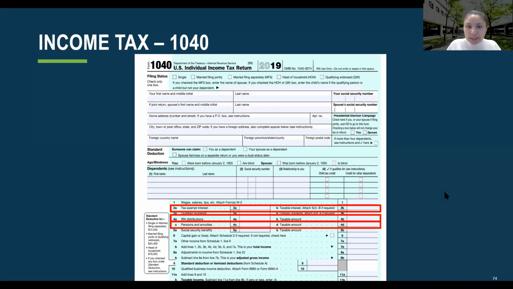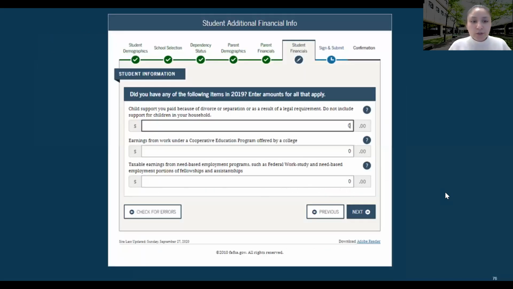Okay, our following slide deals with child support you paid because of being divorced or separated. You want to make sure to include the amount that you paid for the whole year of 2019. So if you know how much you paid for the whole year, you want to make sure to include that here.